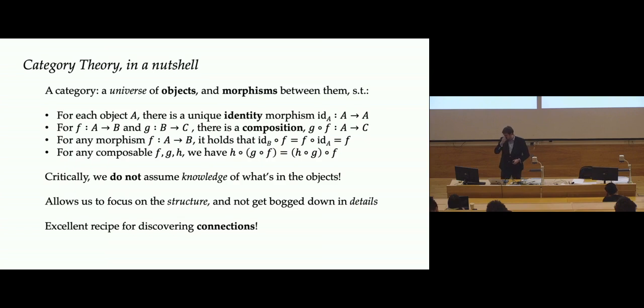And critically, this is maybe the one kind of mental hurdle that I had to overcome when I started to learn this area. We never assume that we know what's inside the objects. This is one thing that's very important about category theory. It looks at the structure of the arrows, the structure of computation. It doesn't necessarily look that much at what's being computed. And this is great because it allows us to focus just on the structure of the computation and not get too bogged down into details. And therefore, it's traditionally been an excellent recipe in mathematics for discovering connections between disparate constructs.